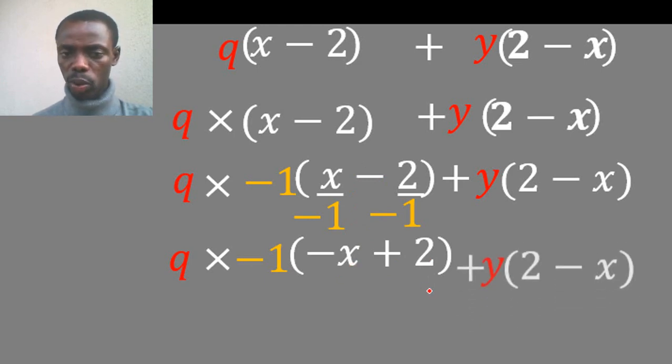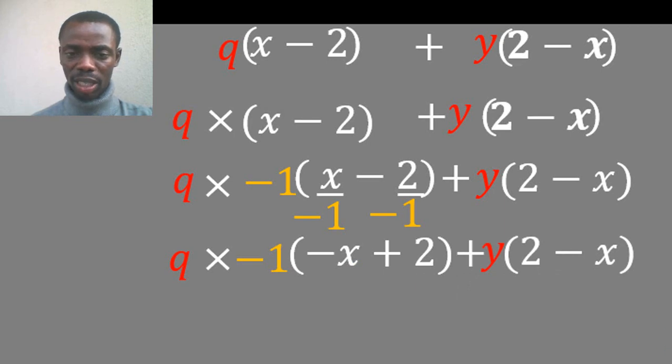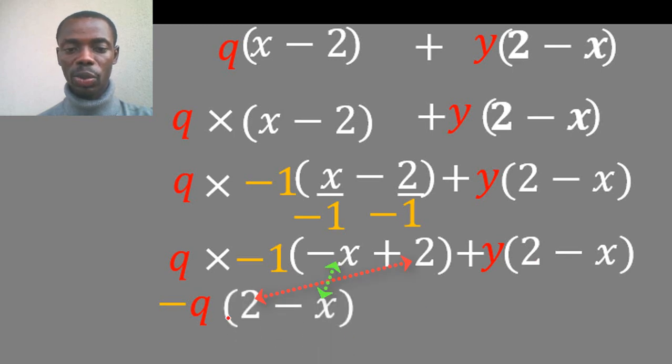Then plus y, open bracket 2 minus x close bracket. Then I'm multiplying my q by minus 1 already outside, so that's why I'm having minus q. Then the next thing is to write out what I'm having in the brackets. What I'm having in the bracket is already 2 minus x. If you can see it well, this is plus 2 minus x, and it's already the same thing as this. So I'm already having 2 minus x, which is what I want to achieve. So this is 2 minus x, then plus 2 minus x.